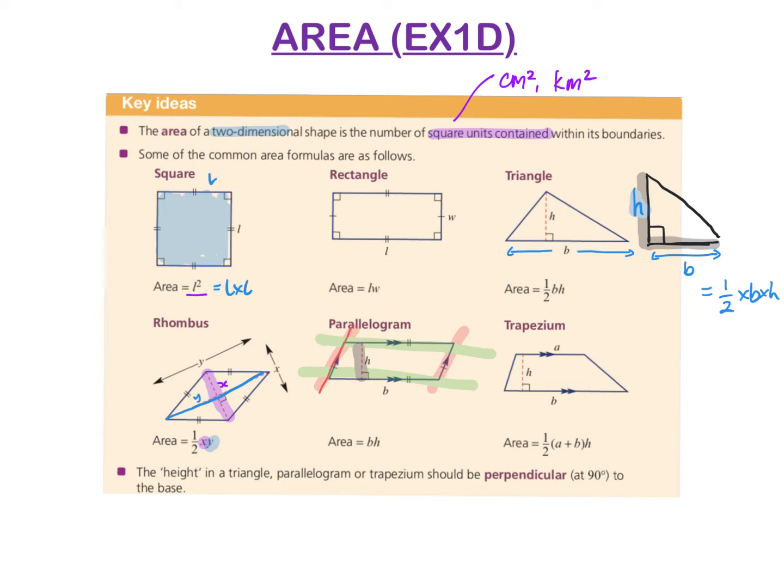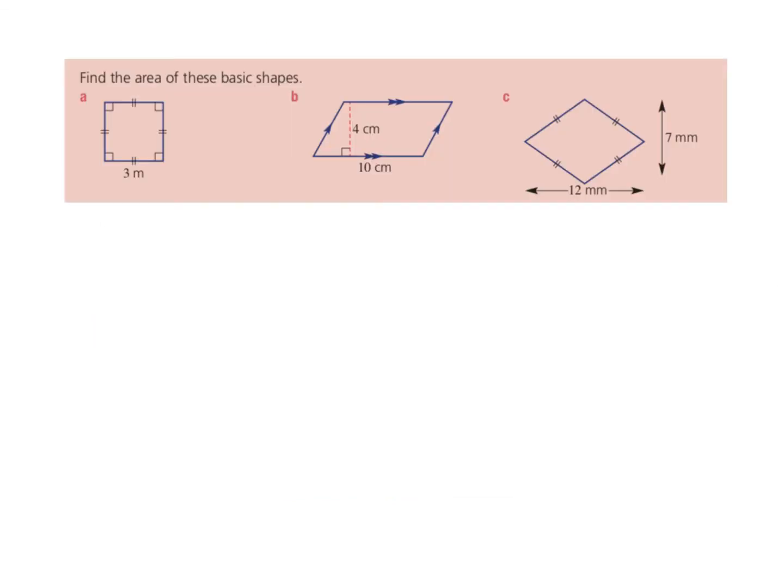For a trapezium, just remember it's A plus B. A is this little length on the top, the flat one, and B is the bigger flat one down the bottom. You add them together, times by a half, and then the height. Now, it says find the areas of these basic shapes. I can see the first one is a square. So I'm going to write the formula for a square, area equals L squared. Then I type in what L is, which is 3 squared. So area equals 9, and it's meters squared because that's the units.